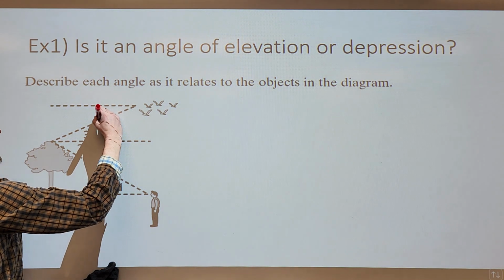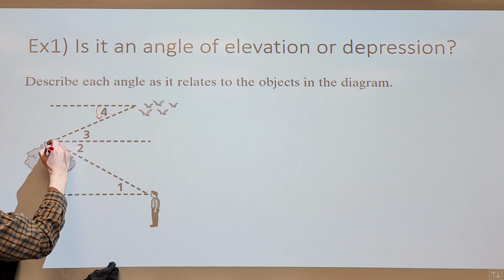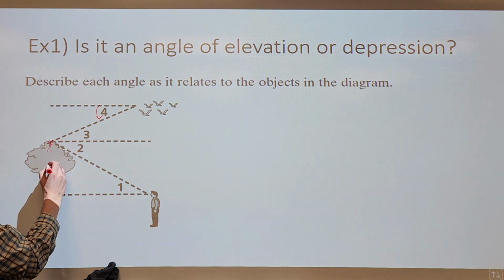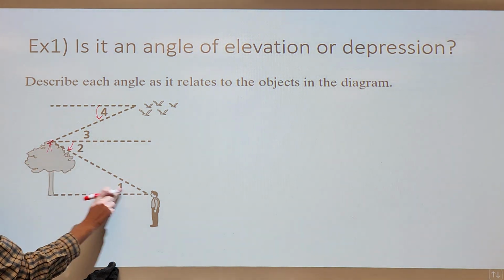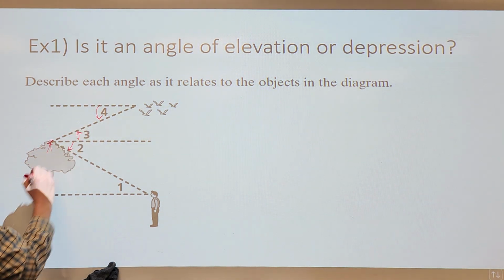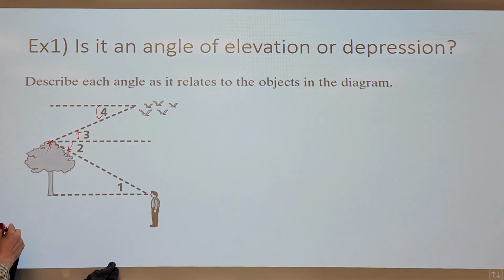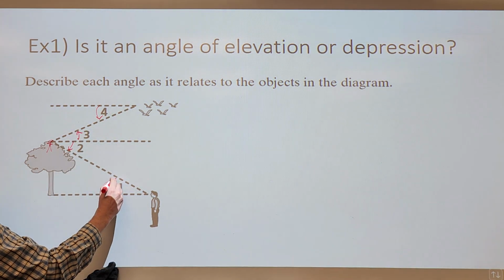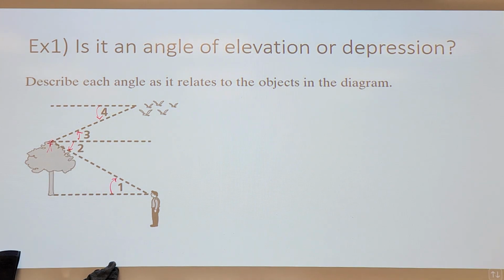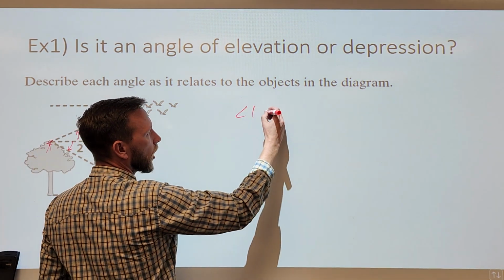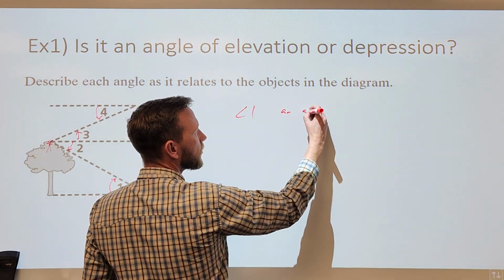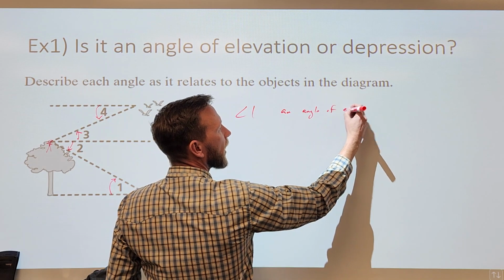So the birds would look down at an angle of depression. If there's a person in the tree, all right, they're looking down at an angle of depression, or they're looking up at an angle of elevation at these birds. This individual is looking up at an angle of elevation. So angle 1 is an angle of elevation.